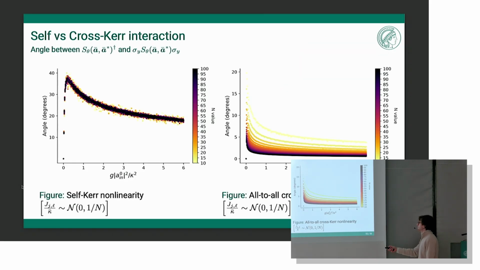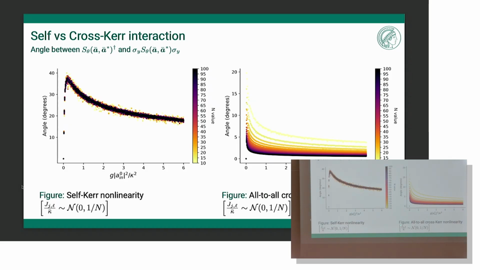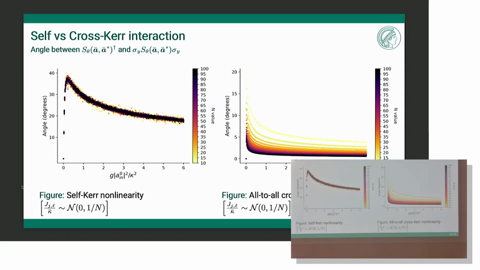Also, this depends on how you scale your parameters. If you do this mean field scaling, for instance, you can also achieve steady states for higher values of the nonlinearity, and you see that the angle is still pretty narrow, especially for gradients. And here, for instance, if you have even more nonlinearity, so here is all-to-all cross-Kerr nonlinearity, here it's super reciprocal.